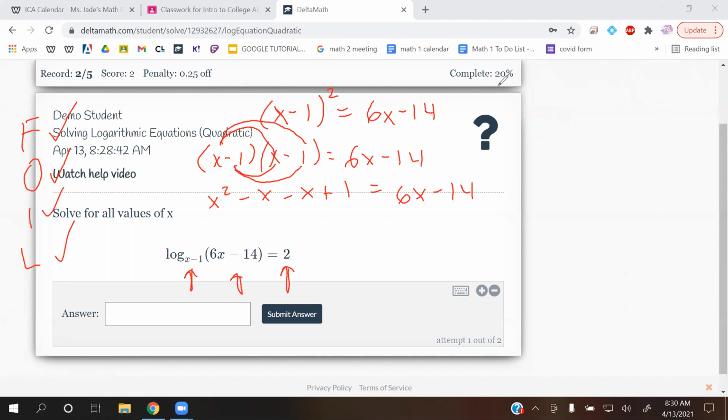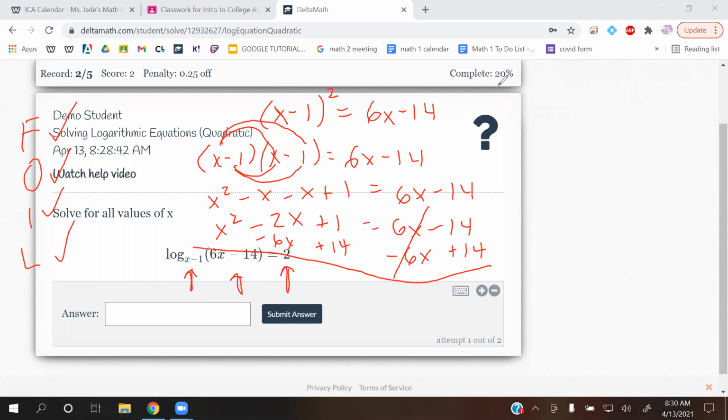Okay, and then let's simplify this a little bit. x squared minus 2x plus 1 equals 6x minus 14. Let's bring everything to one side. I'm going to subtract 6x and add 14 to both sides. So subtract 6x and add 14. And we do that so that the 6x's can cancel and the 14's can cancel and will be equal to 0 on the right side.